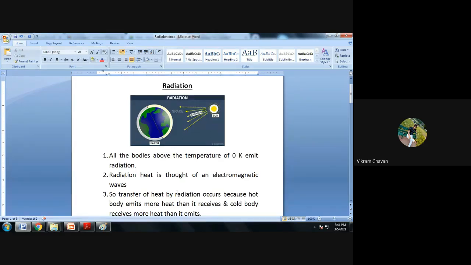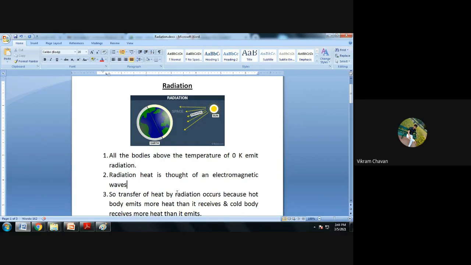Getting this point, everyone? Clear? Everybody emits radiation. If you consider two bodies, one hot and one cold, the hot body will emit more radiation and receive less radiation from the cold body, whereas the cold body receives more radiation, or more heat by radiation, from the hot body and emits less heat towards the hot body.